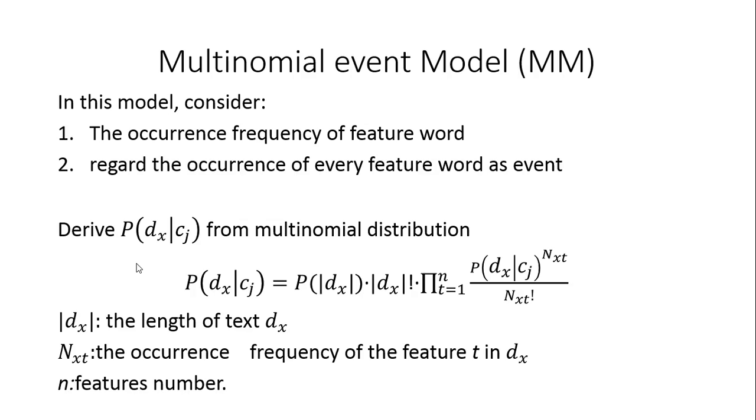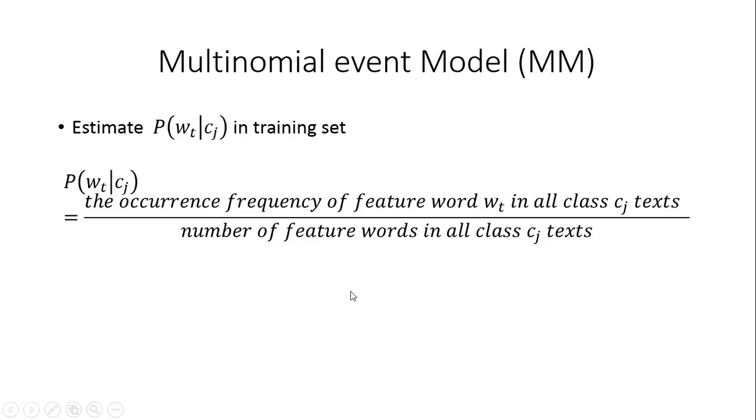Another model is multinomial event model. In this model, we should consider the occurrence frequency of a feature word, and we regard the occurrence of every feature word as an event. We can derive this conditional probability from multinomial distribution from this equation. And we can also estimate this conditional probability from this equation in training set.